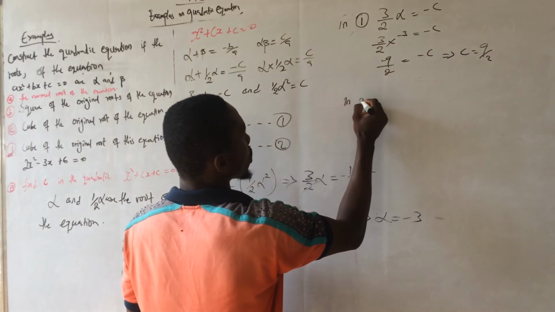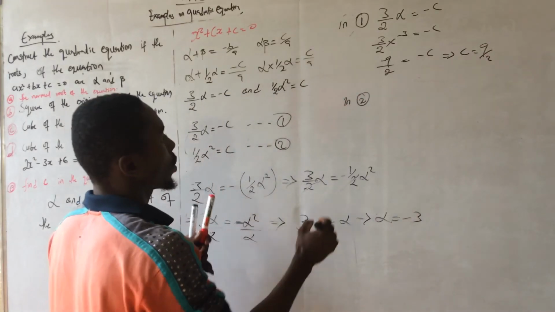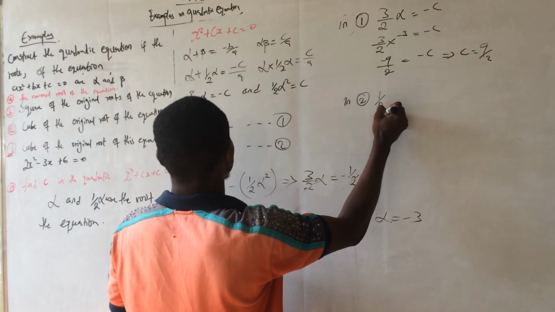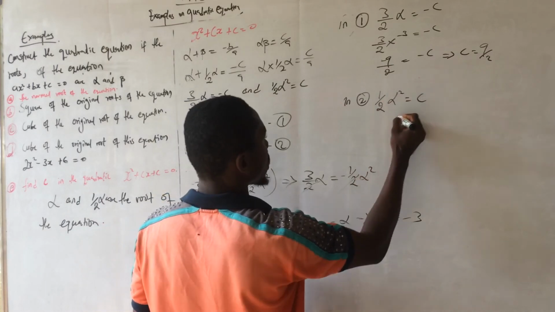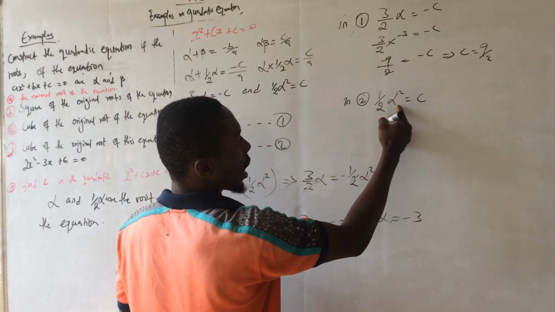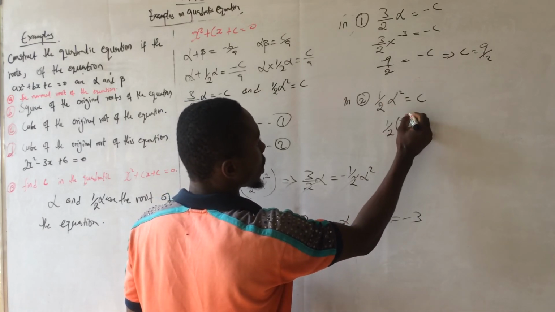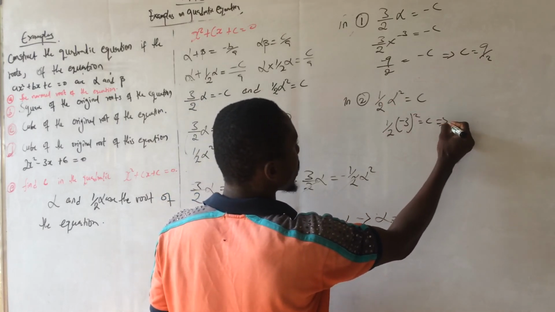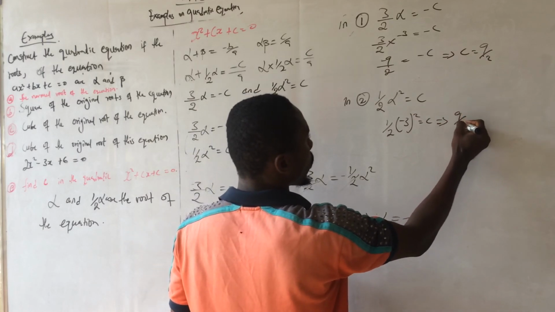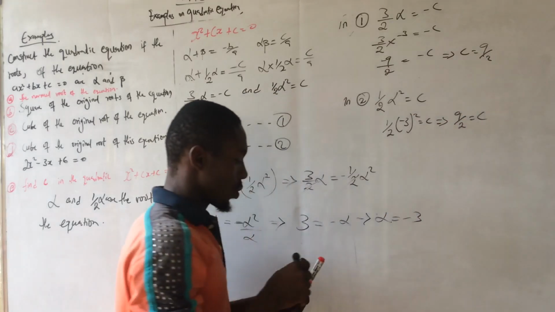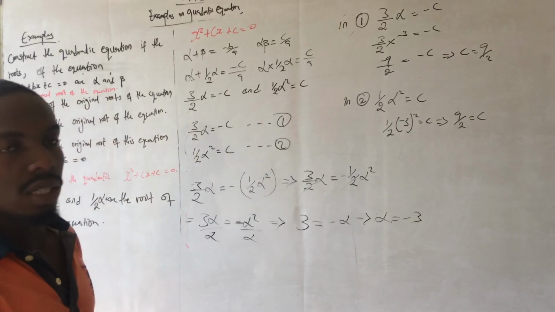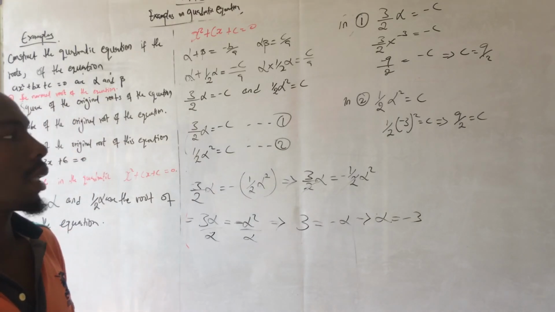Let me check in equation 2. In equation 2, 1 over 2 alpha squared is equal to c, and what is my alpha? My alpha is minus 3, so 1 over 2 times (minus 3) squared is equal to c, which implies that 9 over 2 is equal to c. So the answer there is that c is equal to 9 over 2, and that is how I got it.